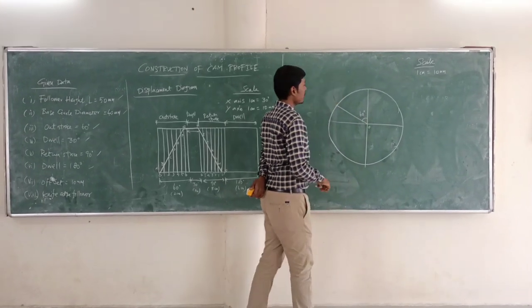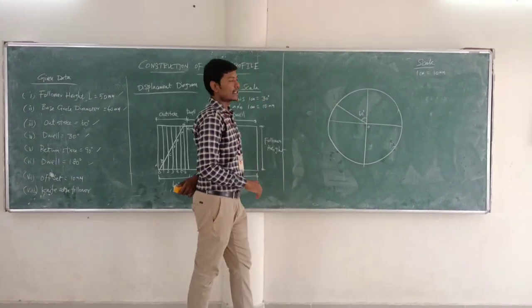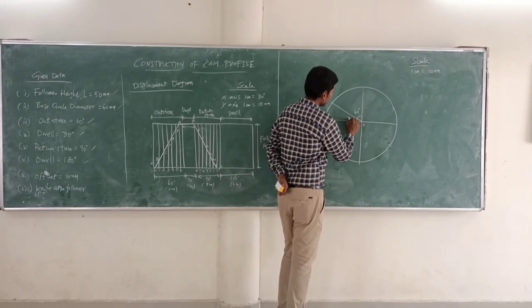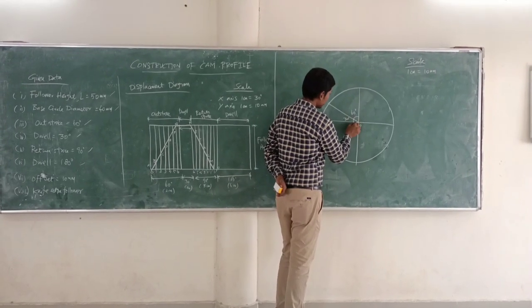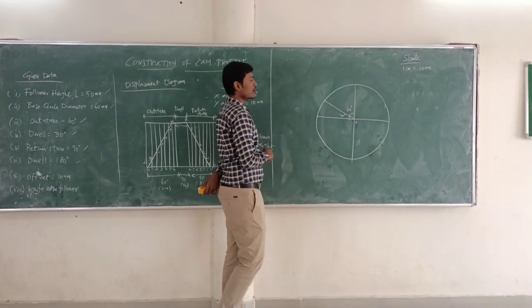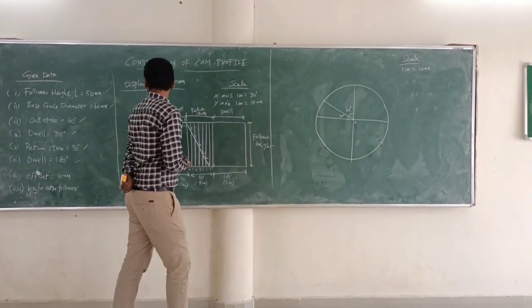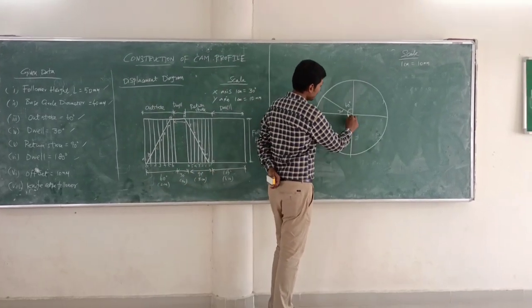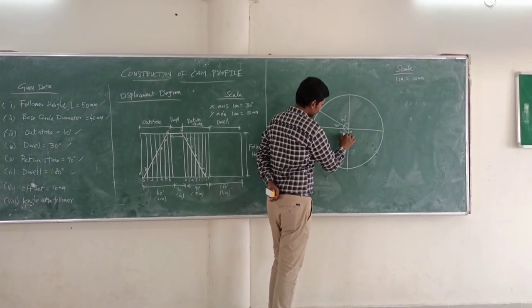After completing the first portion, we need to move to the second portion. The value of the second portion is 30 degree. This is called the dwell. This area comes under the dwell portion. After fixing portion 2, we go to the third area. The angle value is 90 degree for the third portion, namely the return stroke.